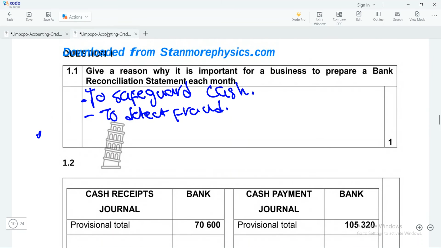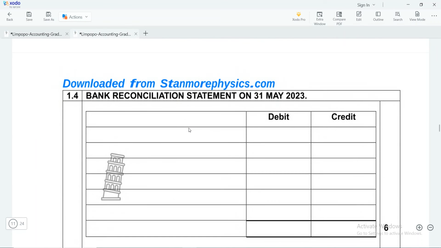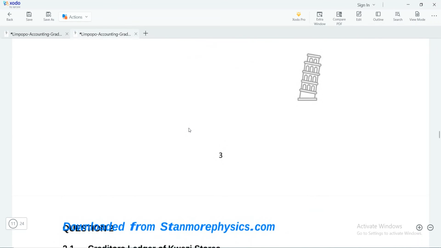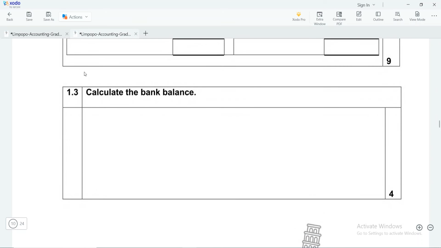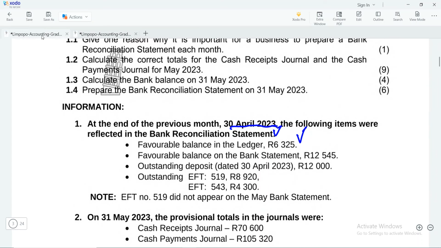Okay, so let's go and check if they did not enter for us. Here, if you look at this, the opening bank balance, they say calculate the bank balance. So if you look at this, you realize that the favorable bank balance in the ledger, that's what they wanted to say. This means that the balance is on the debit side, so it's therefore a positive.